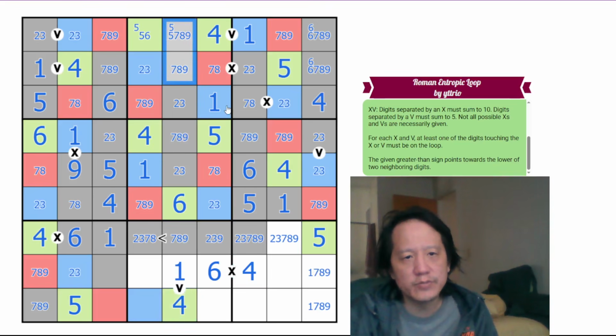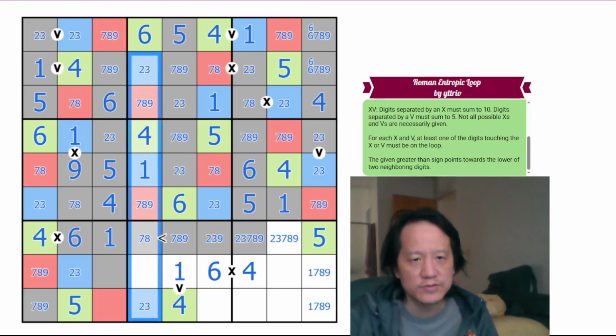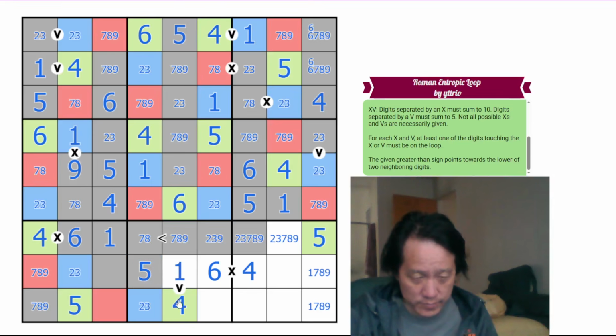That means this cannot be 6. Where is the 5 in column 5? It has to be here, which makes this a 6. This is a low, so it's 2 or 3, which eliminates 2 and 3 in the rest of the column because of the 2, 3 pair. That leaves this as a 5. This is not on the loop. Cannot go there because it has to be high. So this is high. Can't go there because it has to be low then, so this is low.